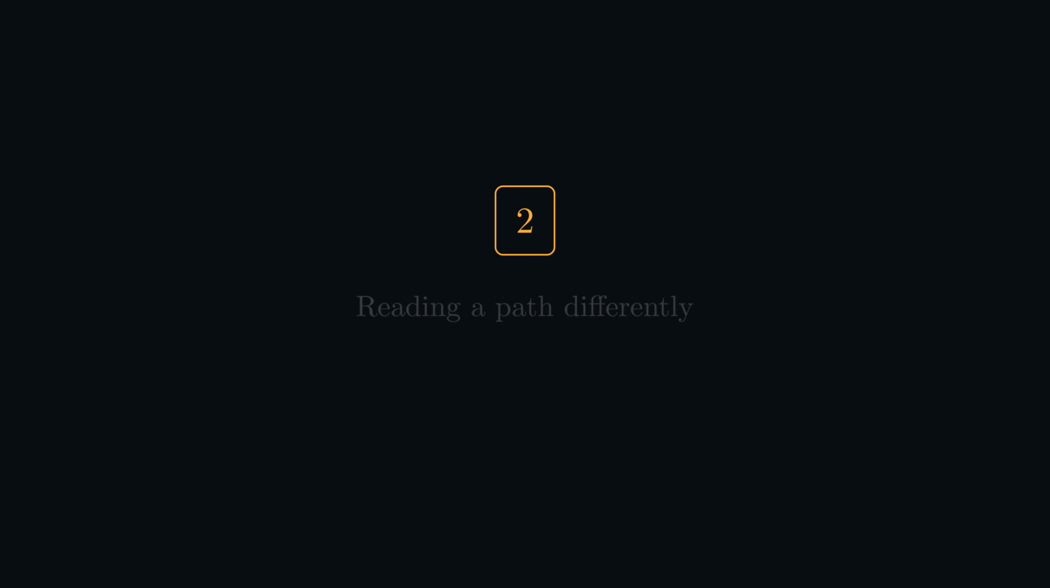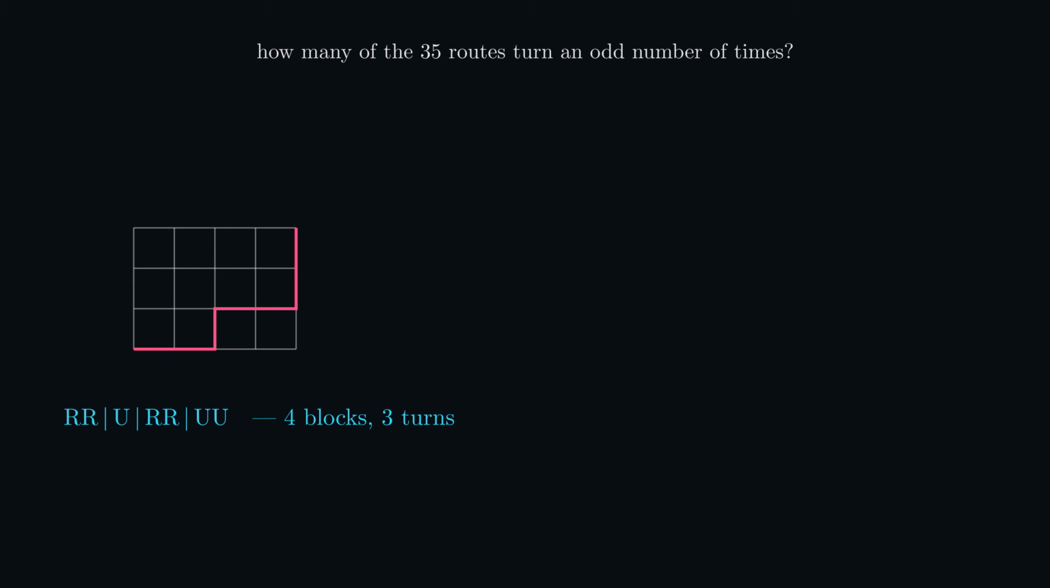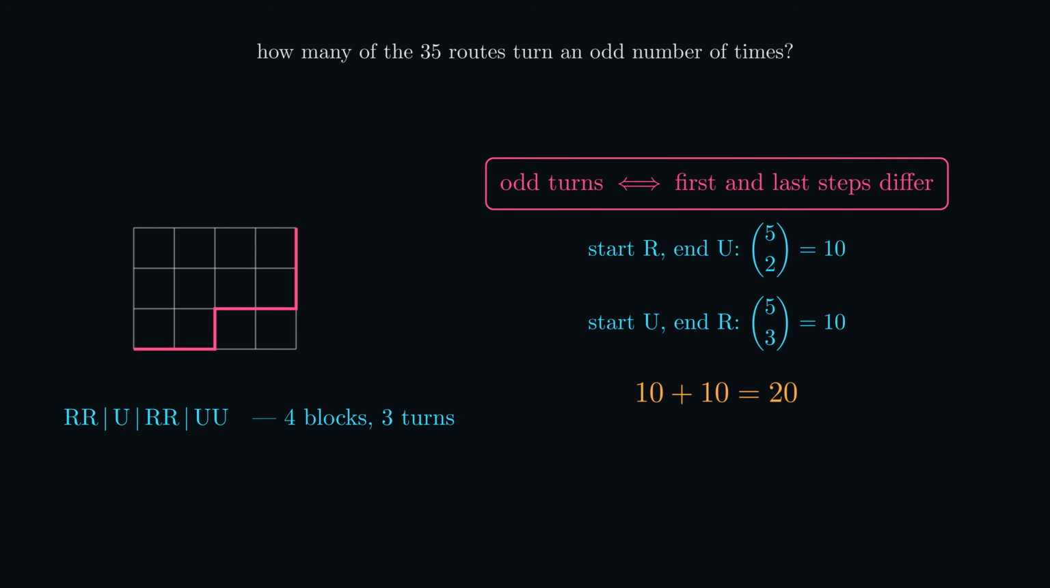Now let the rule run. First, a puzzle about turning. Same 4 by 3 grid. Among the 35 routes, how many turn an odd number of times? Counting turns sounds miserable. So do not count turns, translate them. A route is blocks of R's, alternating with blocks of U's.